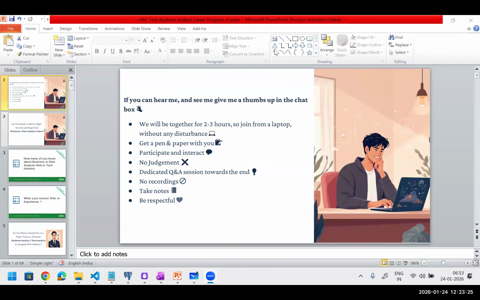Yes, that is required. We cannot play music here because this is not an amusement program, but in order to get some energy, I want your participation. This is what the game rules are like. We will be together for 2 to 3 hours, from your laptop or whatever device you can afford.